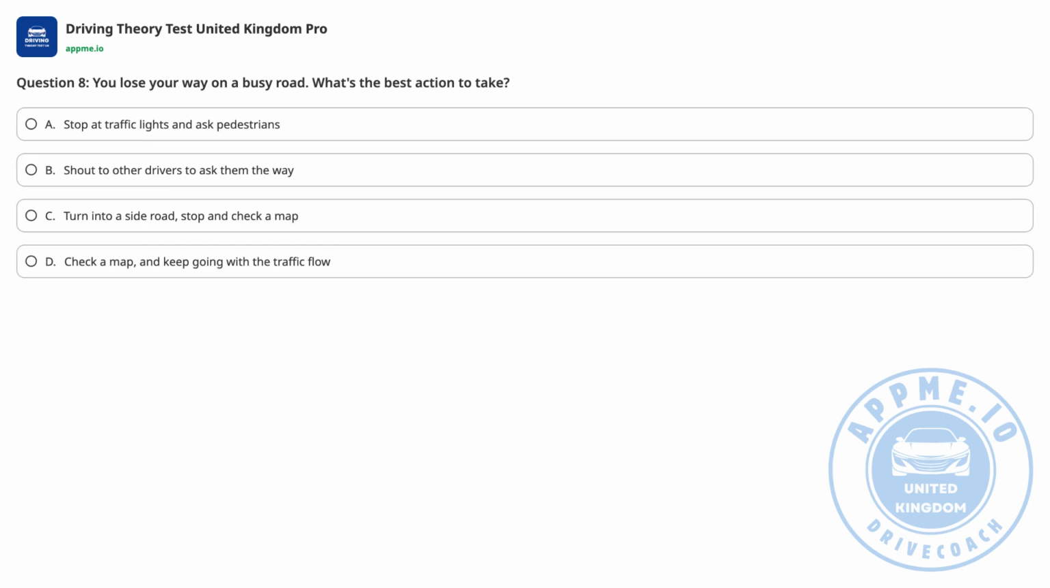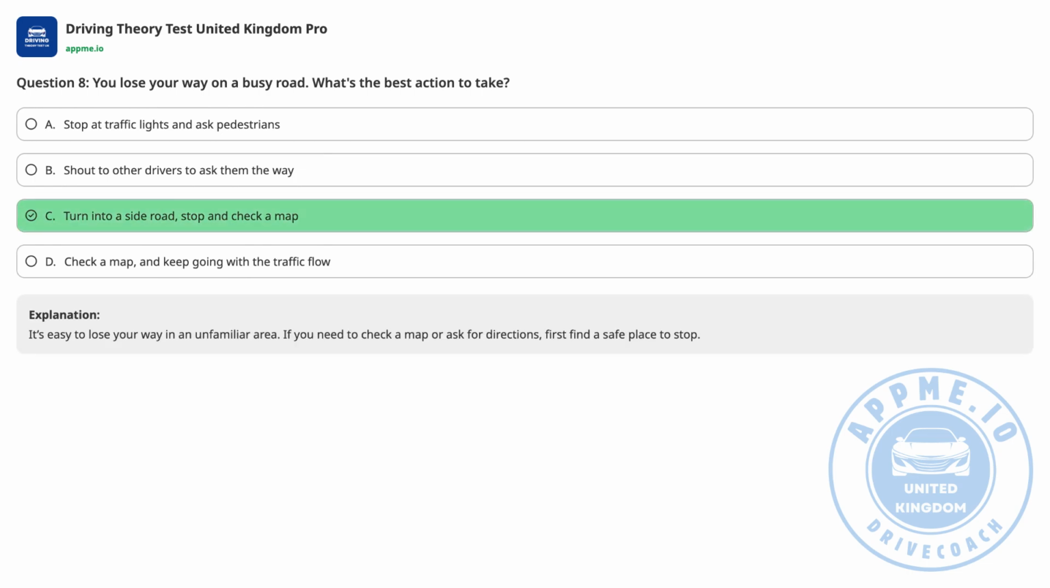Question 8. You lose your way on a busy road. What's the best action to take? A. Stop at traffic lights and ask pedestrians. B. Shout to other drivers to ask them the way. C. Turn into a side road. Stop and check a map. D. Check a map and keep going with the traffic flow. The correct answer is C.